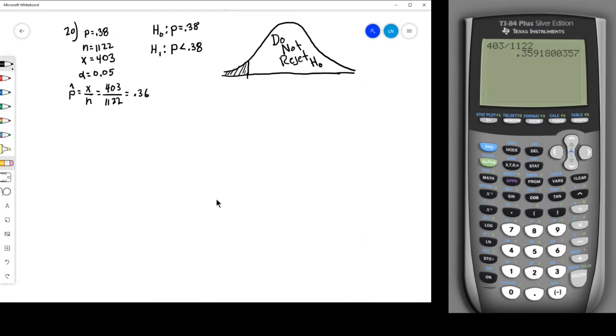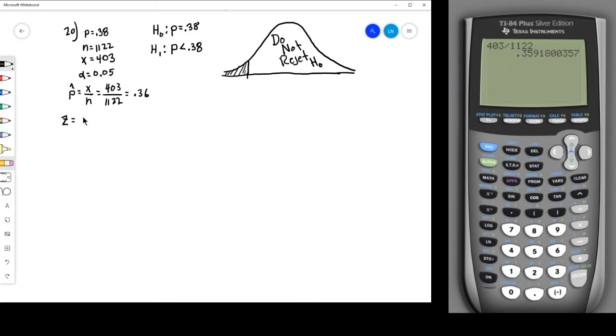Okay. All right, so I've got my p hat. I need to calculate my test statistic. All right, so my test statistic, z, is going to be, right, what do I do? My data minus the mean divided by the standard deviation, which is a calculation, right?